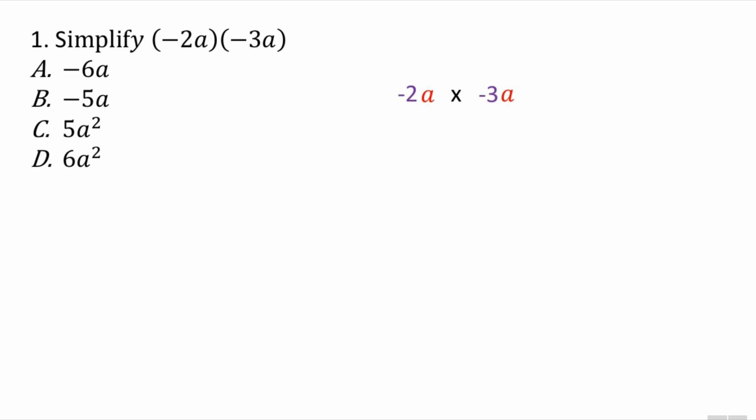Okay, so I'll multiply my numbers first. Negative 2 times negative 3 is equal to a positive 6, because a negative times negative is equal to positive. And then a times a is equal to a squared. So our final answer is 6a squared, which therefore means my answer is D.